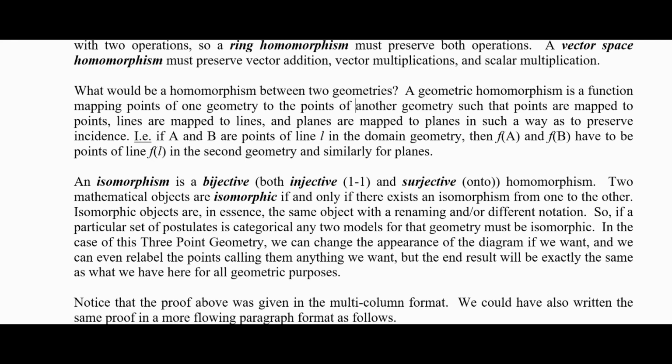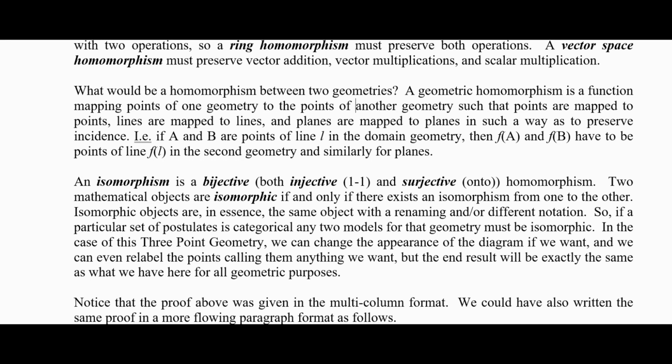So if a particular set of postulates is categorical, any two models for that geometry must be isomorphic. In the case of the three-point geometry, we can change the appearance of the diagram if we want, and we can even relabel the points, calling them anything we want, but the end result will really be exactly the same as we have here for all geometric purposes.